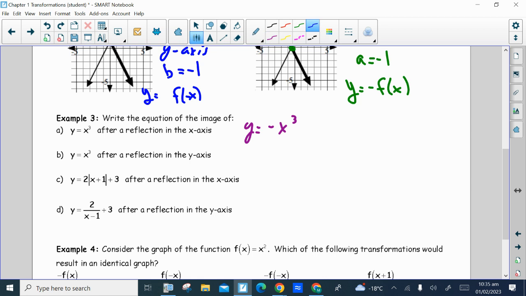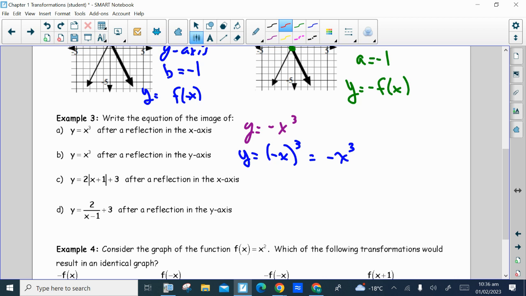If you reflect it over the y-axis, that would mean that b is negative. Whatever happens to the x happens to the bx. In this case, it's cubed. And when you cube -1, you still get -1. Same equation. And we've looked at these graphs to see that they end up being the same.